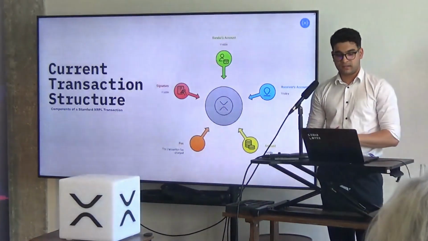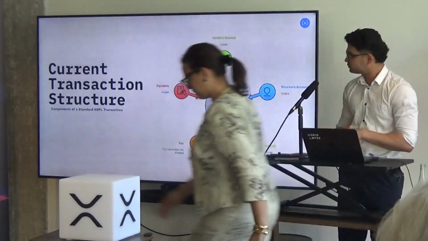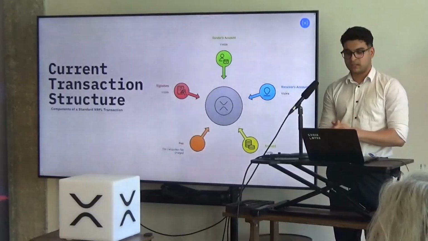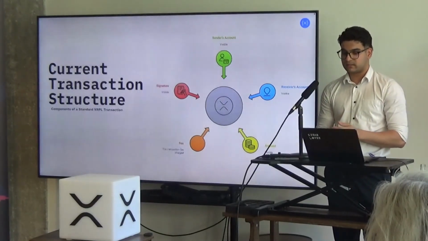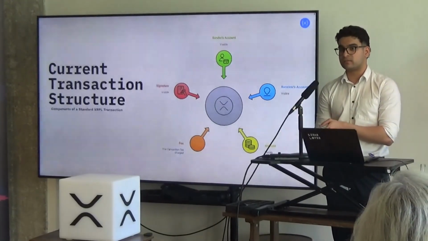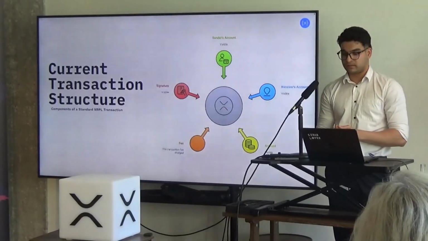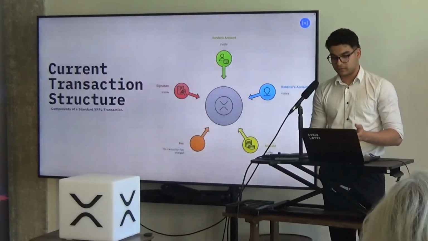Let's take a look at the current transaction structure of the XRPL ledger. Like any public ledger or public blockchain, the sender's address, the receiver's address, and the amount being transferred are all visible on the ledger. The signature is visible as well, though it's of no use.